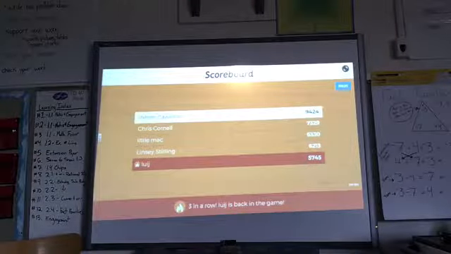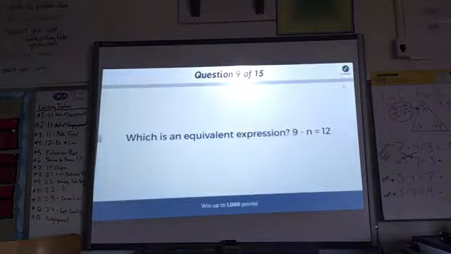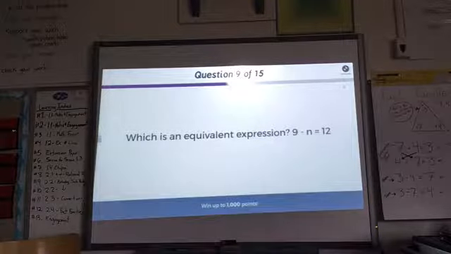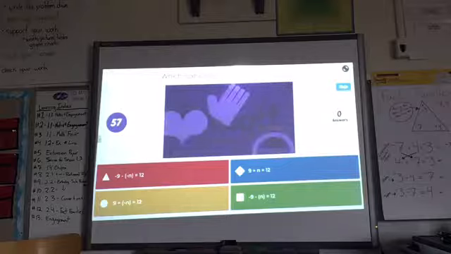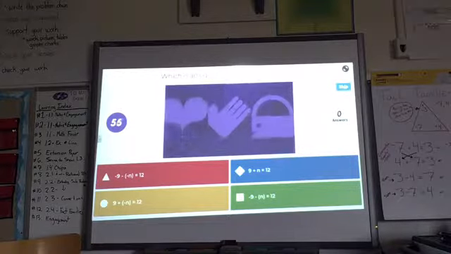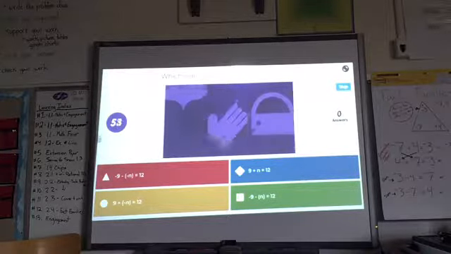Luigi, three in a row, back in the game. Equivalent expression means it equals the same thing. Now, all these are equal, so you need to think about keep, change, change.